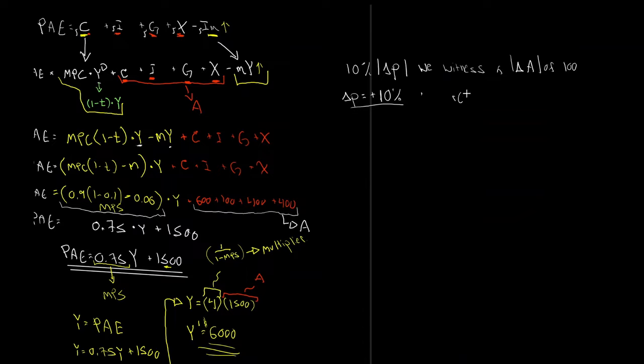Like we said, real consumption is falling. Real investment is falling. Real government expenditure is falling. Real exports are falling. How much are they falling by? We're not going to get into the nitty-gritty of each one individually. We could, but that would be a mess. Why get into each of these? We're just going to say all of them are falling such that our change in autonomous expenditure is negative 100.